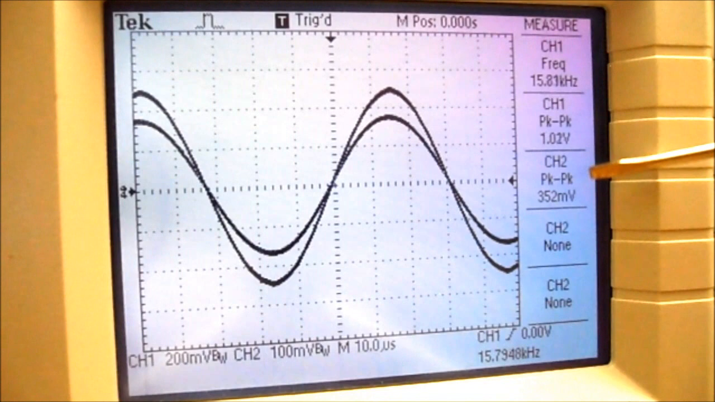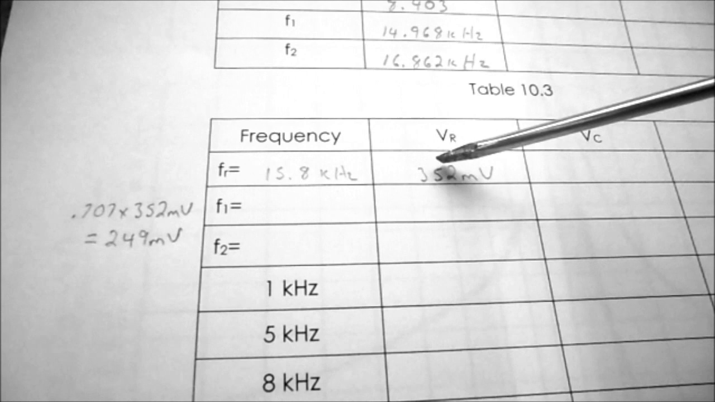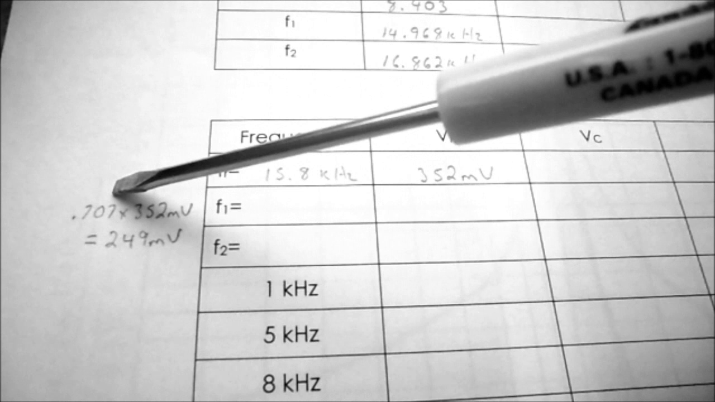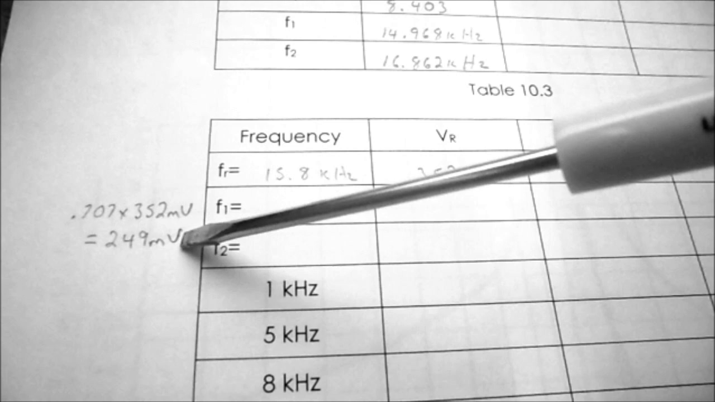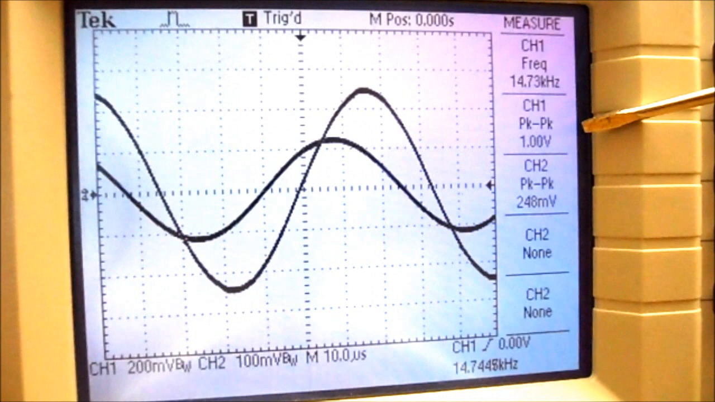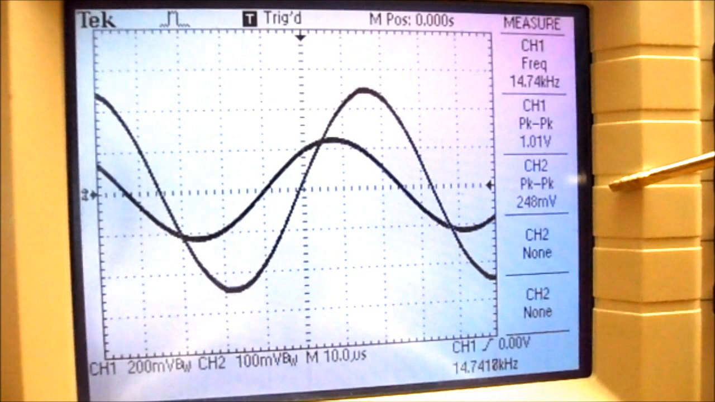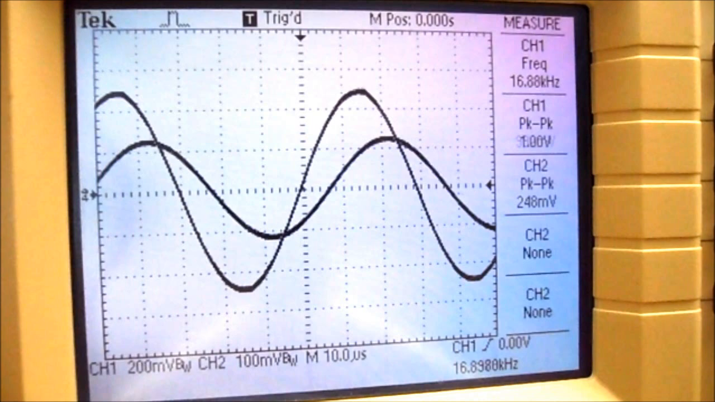Make absolutely sure that you do adjust channel 1 for 1 volt peak to peak. To find F1 and F2, you'll have to take your maximum voltage drop at resonance, multiply it by 0.707, and adjust your function generator until your output on channel 2 is approximately 249 millivolts, based on what your maximum voltage was at resonance. Make sure that channel 1 stays at 1 volt. You will have to adjust it as you change your frequency. And you can see that my F1 is at 14.73 kilohertz and channel 2 is approximately 248 millivolts. For F2, you can see my VR is 248 millivolts, and that's at about 16.88 kilohertz.